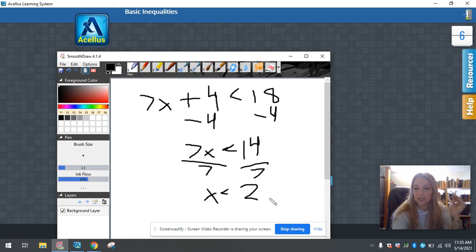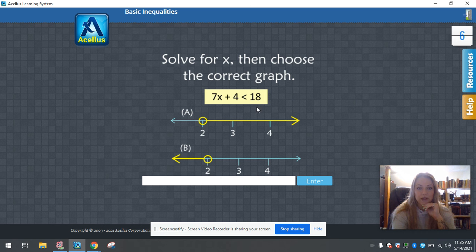Now, there weren't any negatives that we divided or multiplied by, so we're not going to mess with the sign. And we'll look at the graph. So we have x pointed at on both of them, and we found that x is everything less than 2, so it's going to be B.